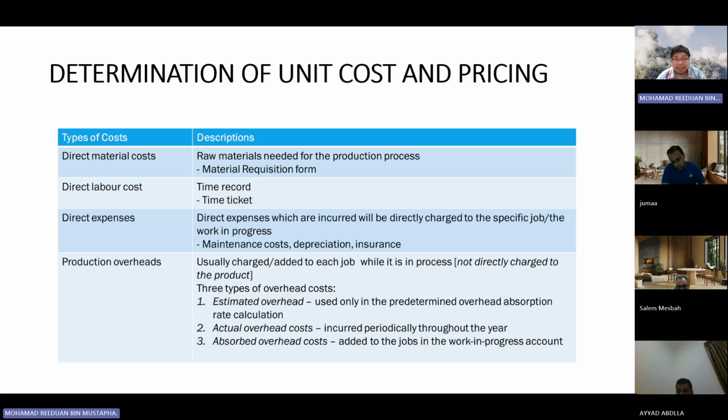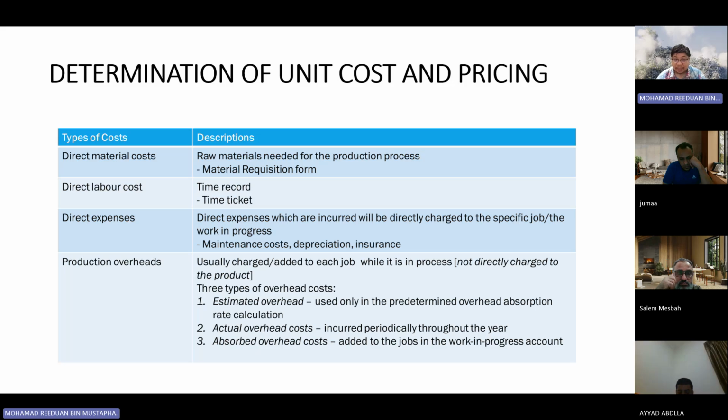So if you look into the determination of unit cost pricing, in the direct labor cost, you need to look into the time record. Maybe they have a time ticket to complete. Direct expenses are incurred and directly charged to the specific job. Their work in progress, maintenance cost, depreciation, insurance, all those need to be recorded. And then the production overhead is usually added to each job while it is in process, even though it is not directly charged to the product.